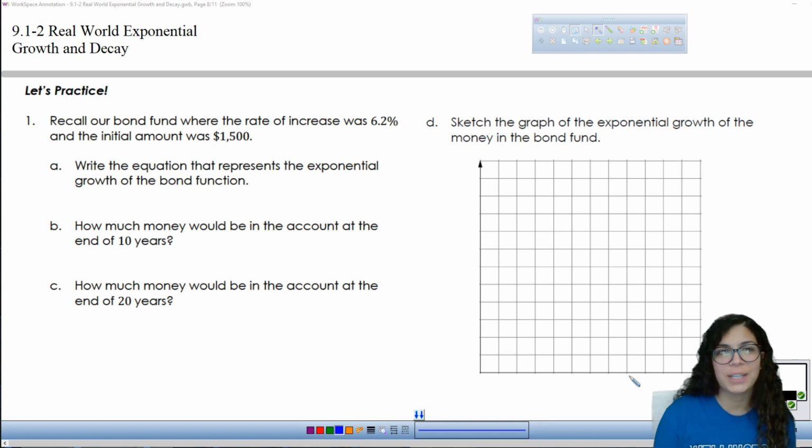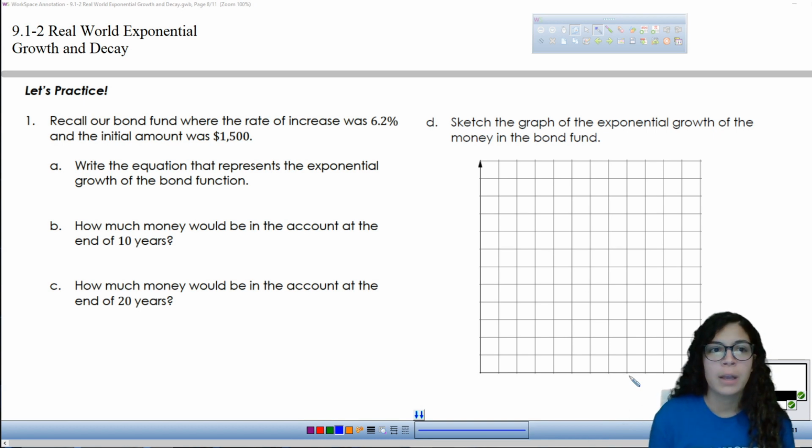Guys, in this video we're going to do some more examples of real-world exponential growth and decay problems. Let's read this first one. It says, recall our bond fund where the rate increase was 6.2%. This is actually talking about another problem that we had talked about in part 1 of this video, but we have the information that we need here. It's an increased rate, so that means that it is growth, and the rate is 6.2.